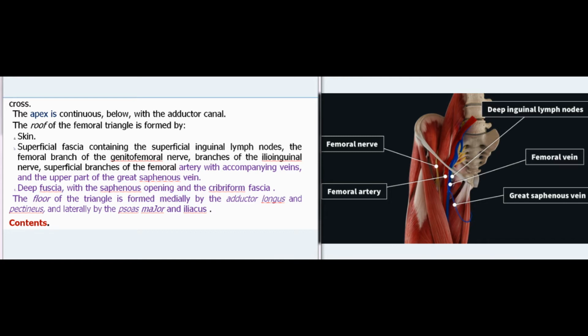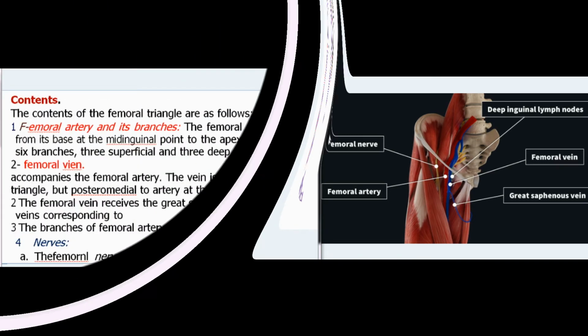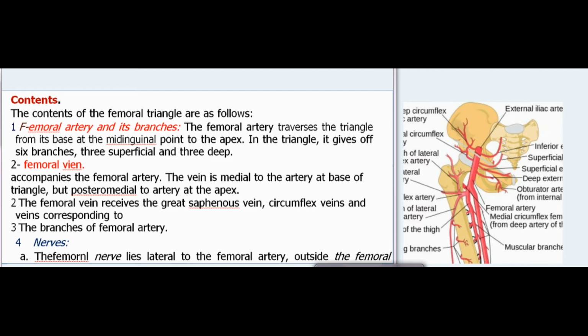The roof of the femoral triangle is formed by skin; superficial fascia containing the superficial inguinal lymph nodes, the femoral branch of the genitofemoral nerve, branches of the ilioinguinal nerve, superficial branches of the femoral artery with accompanying veins, and the upper part of the great saphenous vein; and deep fascia, with the saphenous opening and the cribriform fascia. The floor of the triangle is formed medially by the adductor longus and pectineus, and laterally by the psoas major and iliacus. Contents. The contents of the femoral triangle are as follows: 1.